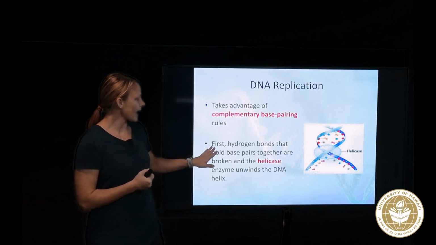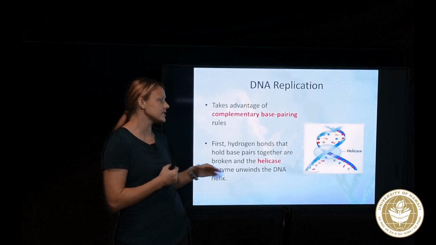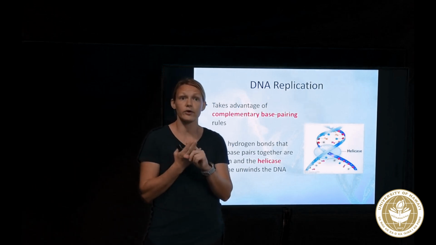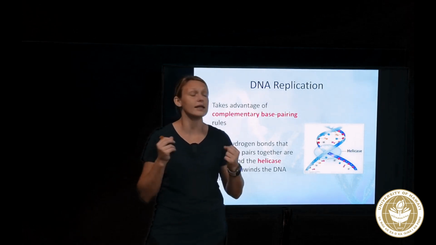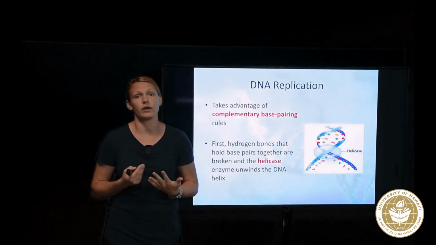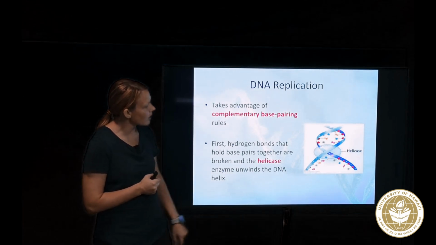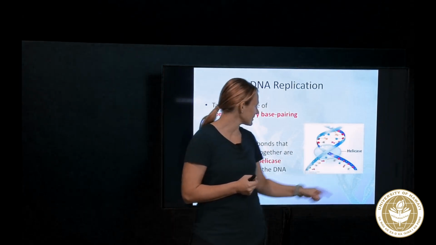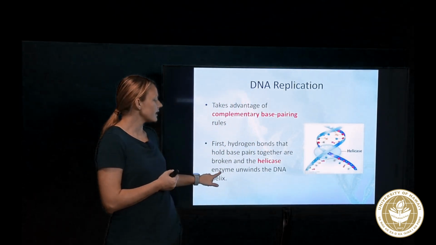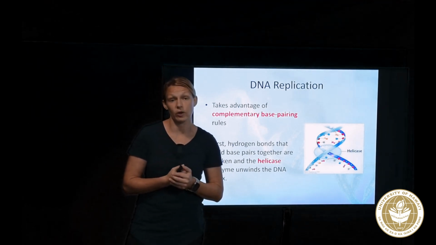So first, what has to happen is that the hydrogen bonds that hold the base pairs together have to be broken. Remember, there are three of those holding together cytosine and guanine, two of those holding together adenine and thymine. And in order for this to happen, we have this enzyme here in purple. This enzyme is helicase, and it's an enzyme that essentially unwinds the DNA double helix.